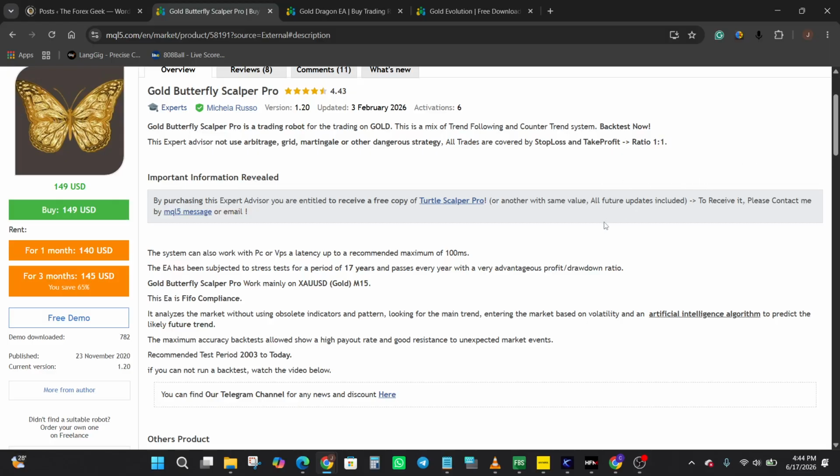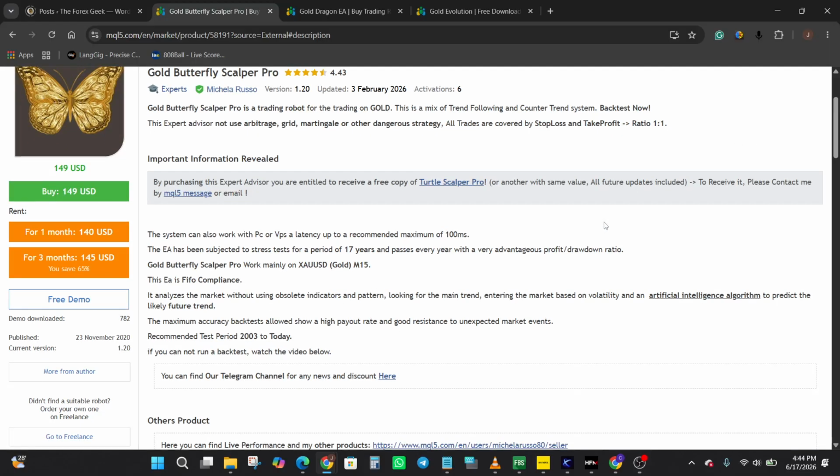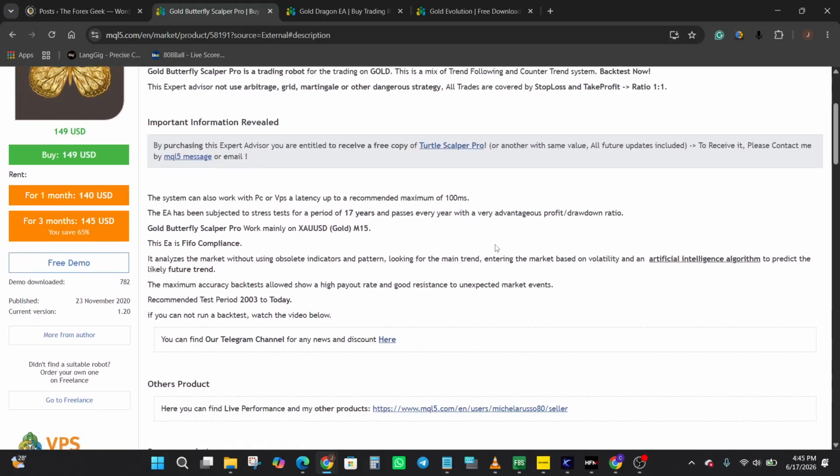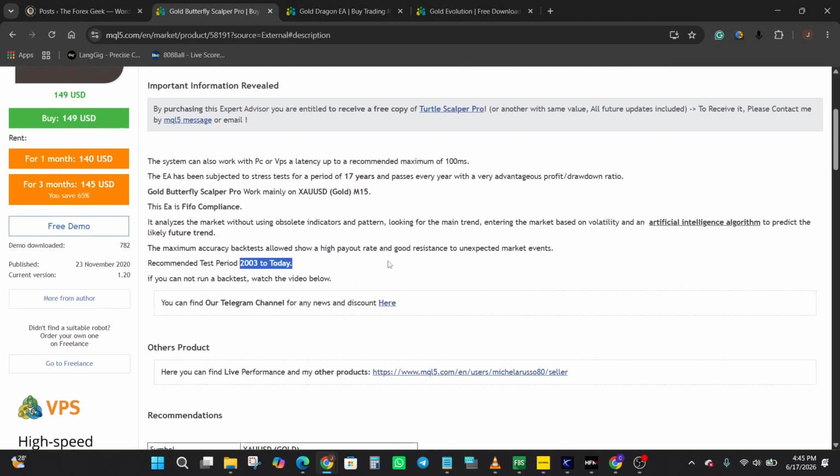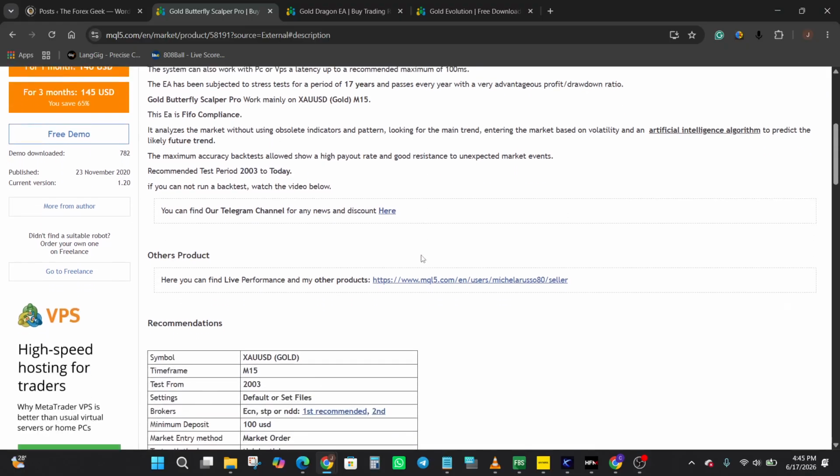Now, as I continue down the page, there are several recommendations provided. The preferred symbol is XAUUSD on M15 with historical testing recommended from 2003 to the present. The developer suggests using ECN, STP, or NDD brokers and notes that the minimum recommended deposit is $100.